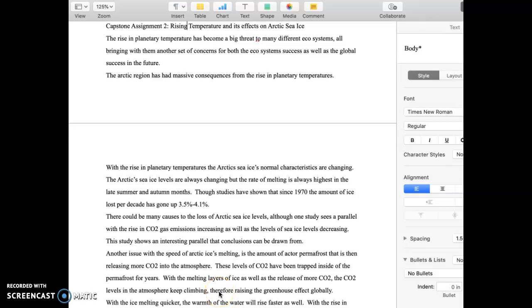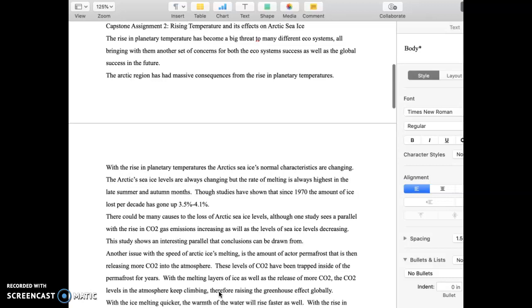Capstone Assignment 2, Rising Temperature and its Effects on Arctic Sea Ice. The rise in planetary temperature has become a big threat to many different ecosystems, all bringing with them another set of concerns for both the ecosystem's success as well as the global success in the future.